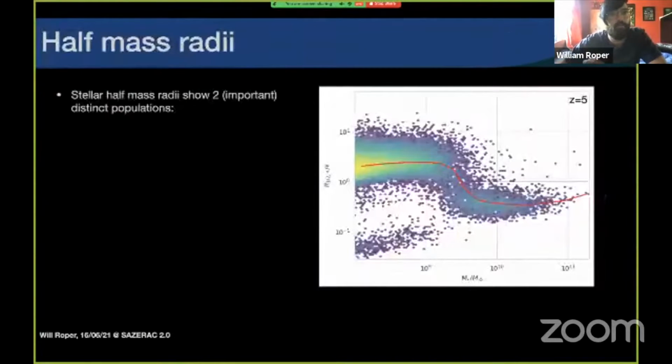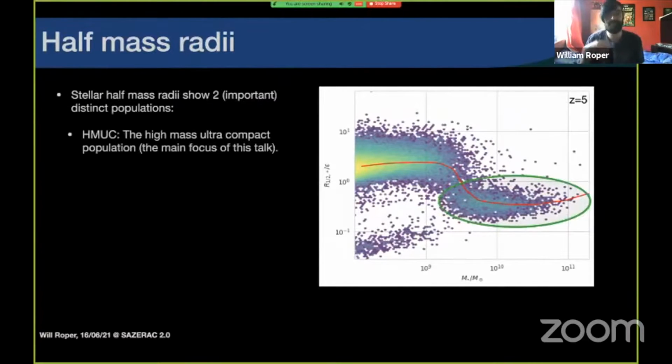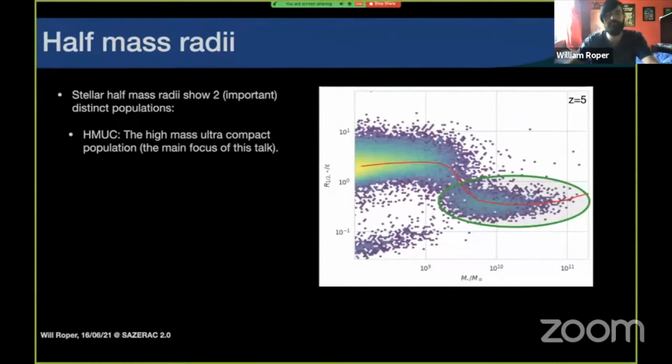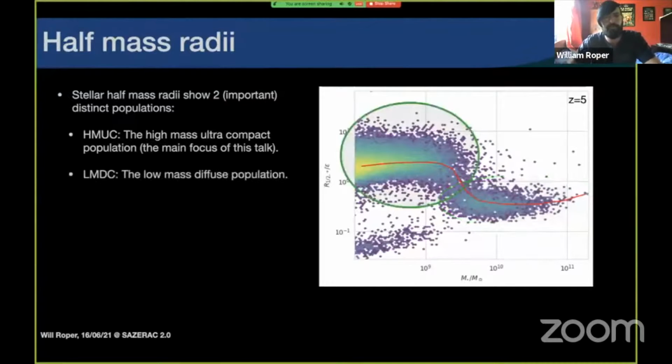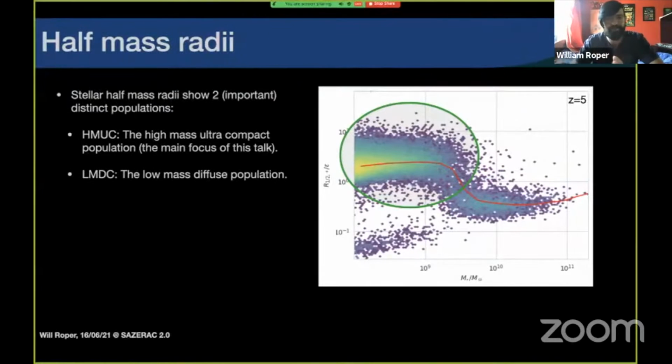When we initially looked at the half mass radii at these high redshifts, we were somewhat surprised by what we saw. What you find are these distinct populations. Firstly, there's this high mass ultra compact population, which is the population I'm going to focus on in this talk. And then there's also this low mass diffuse population, which is a whole other topic in itself that I'm going to skirt around in this talk, but I'm more than happy to talk about it on Slack or in discussions.